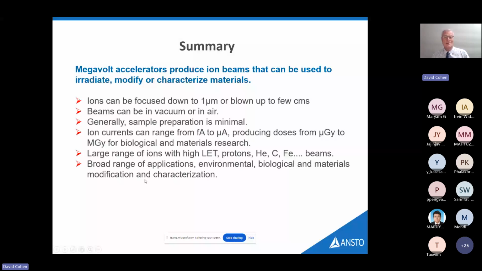I've only talked a little bit about environmental and biological modifications, but there are a lot of other applications of accelerators. So I hope this talk has given you a little bit of a feel for the diversity of things you can do in the applications of megavolt systems around the world. Thank you very much. Got any questions?